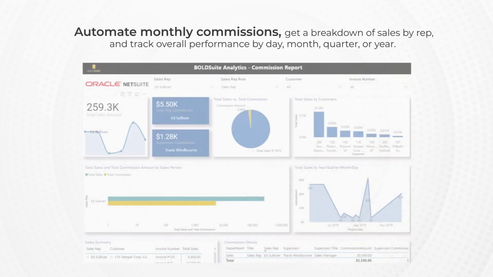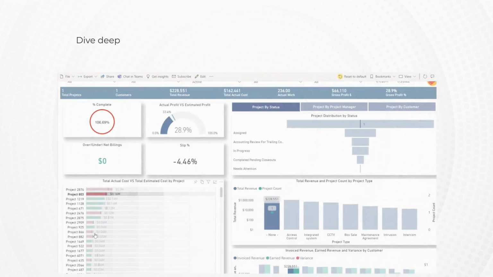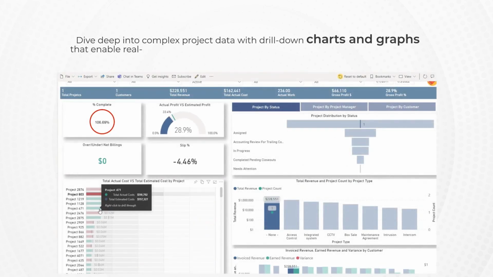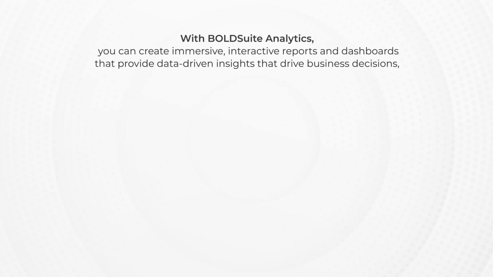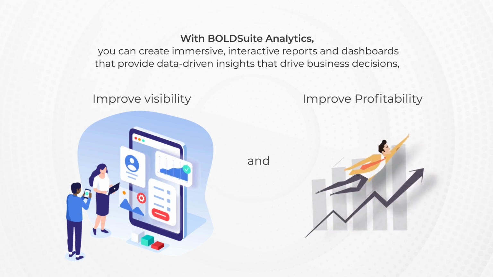Automate monthly commissions, get a breakdown of sales by rep, and track overall performance by day, month, quarter, or year. Dive deep into complex project data with drill-down charts and graphs that enable real-time tracking and ensure projects stay on schedule and budget. With BOLDSuite Analytics, you can create immersive, interactive reports and dashboards that provide the insights needed to drive informed business decisions, improve visibility, and ultimately increase profitability.